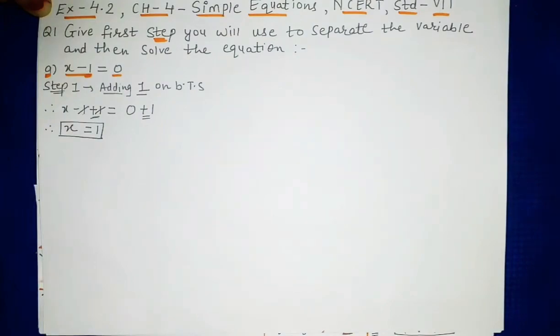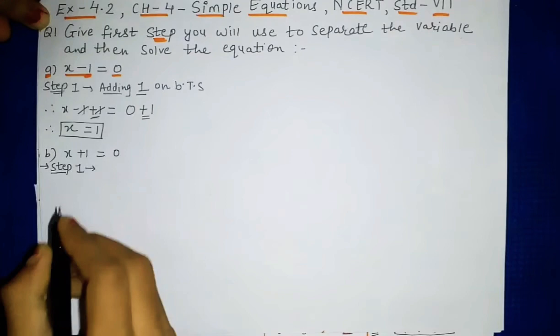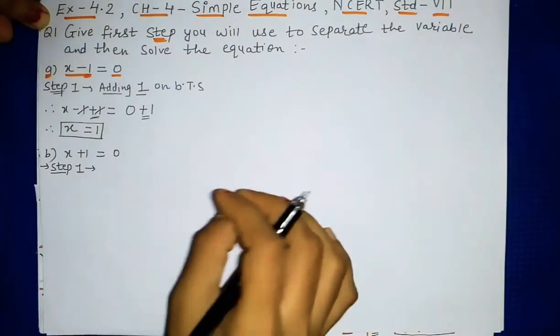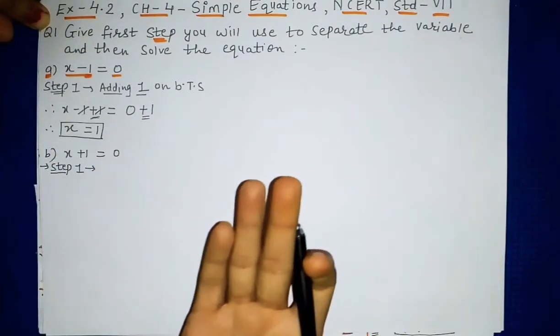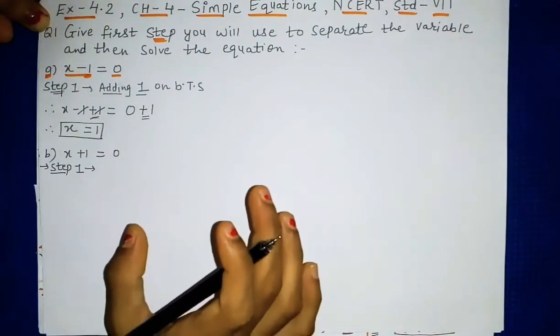Now the second one. The second question is x plus 1 equal to 0. Now here plus 1 is there. I told you whatever is there, you have to do its opposite. Okay, so plus 1 is there, so we will do minus 1. What will we do?